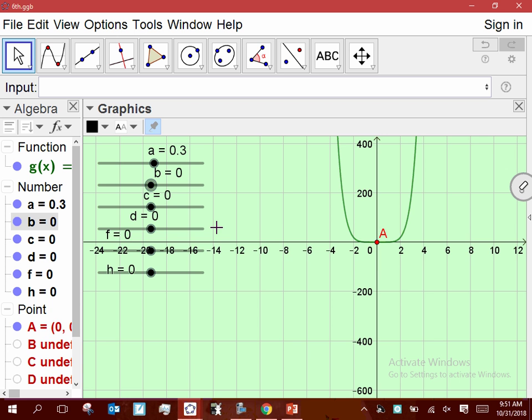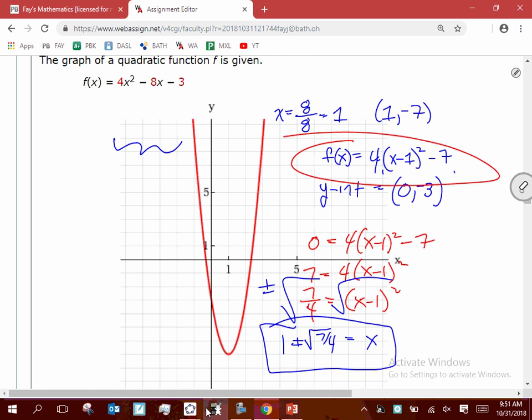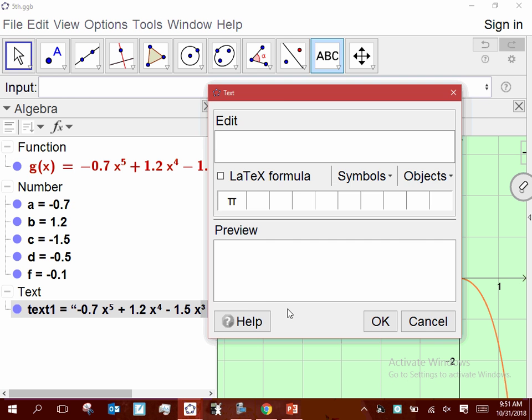But that would be the most simplistic version of our 6th degree having 1 minimum value. Okay. When we talk about odd degree functions, same thing happens. We've got to match the end behavior.